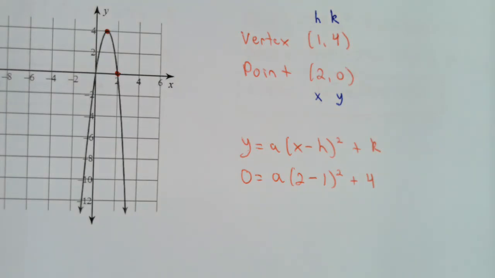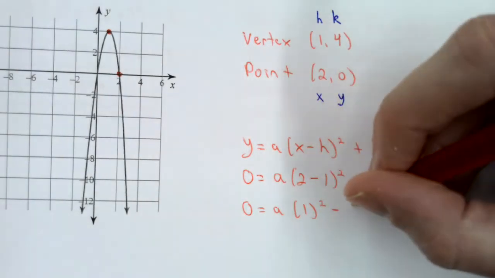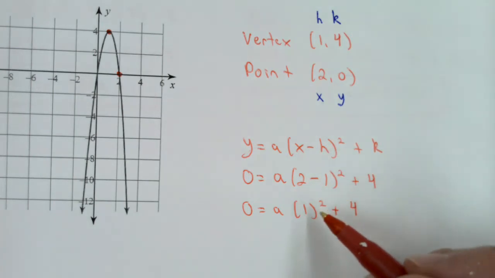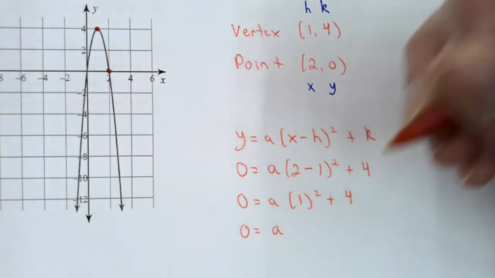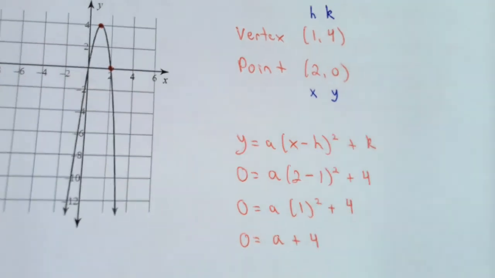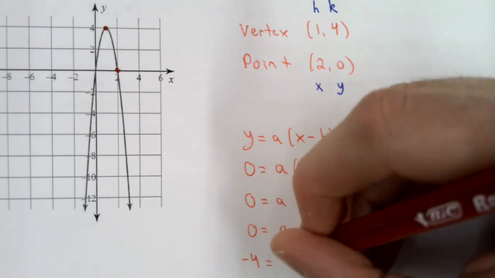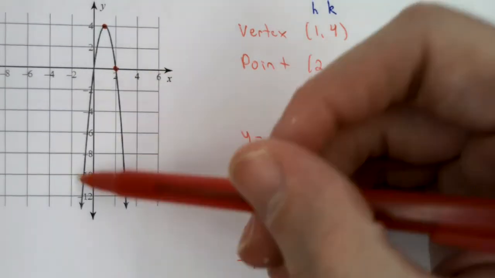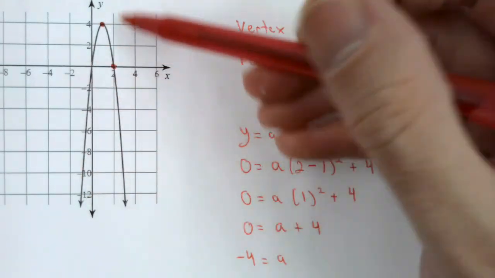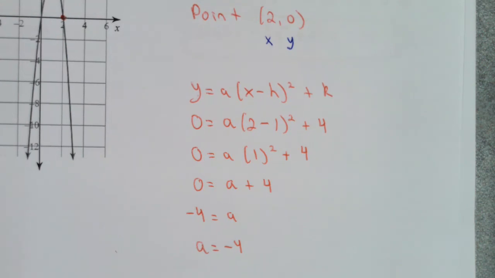Solve this for A. 2 minus 1 in parentheses is 1. One squared is 1. So 0 equals A times 1, or just A, plus 4. Subtract the 4 on each side, and you get negative 4 equals A. So A equals negative 4. You should know ahead of time that A is negative because it opens down, right? Okay. Anyway, now we can go to our final answer.